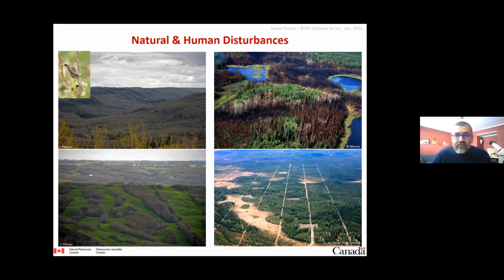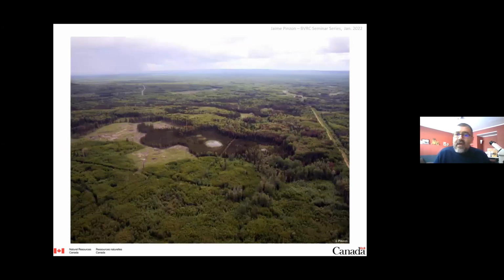And of course, all these will have eventually an influence on how species distribute over the landscape and how species maintain their populations over that same landscape. So we end up with landscapes like this one. So this is an aerial picture that I took close to Peace River, like 40 kilometers northwest of Peace River, where you can see a combination of different disturbances.